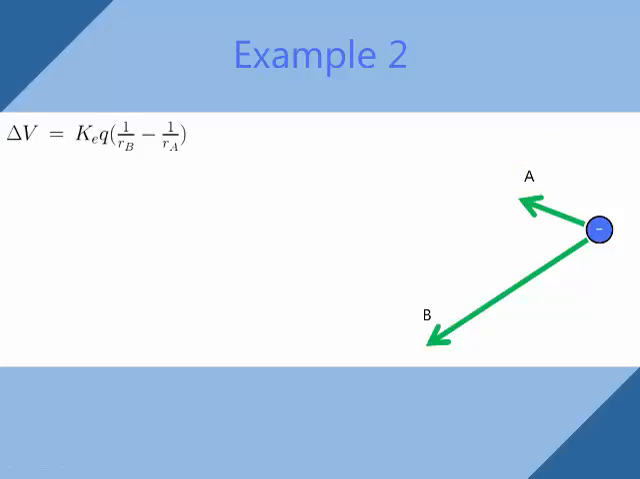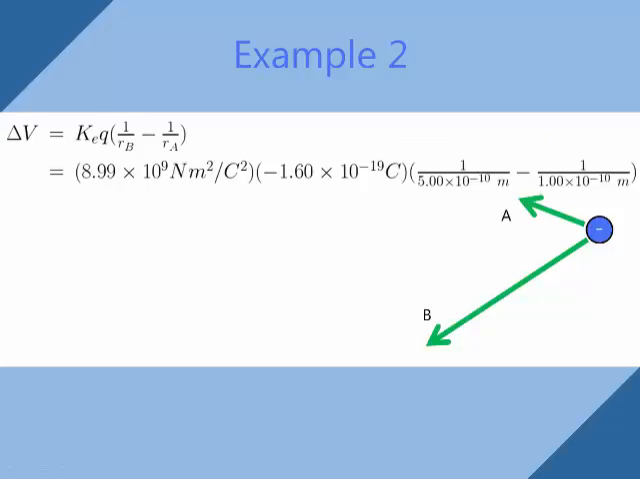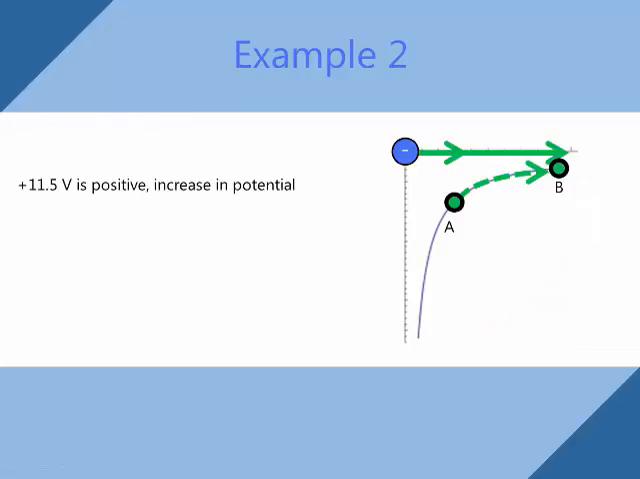Plugging our numbers into this equation, we have 8.99 times 10 to the 9th newton meters squared per coulomb squared, times the magnitude of the charge, negative 1.6 times 10 to the minus 19th coulombs, times 1 over 5 times 10 to the minus 10th meters, minus 1 over 1 times 10 to the minus 10th meters. Multiplying out and calculating, the potential difference is 11.5 volts. Our potential difference, 11.5 volts, is positive, so this is an increase in potential. The potential at point B is greater than that at point A.